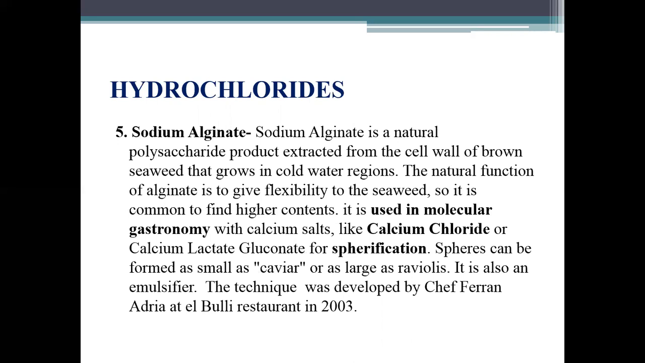Sodium alginate is a natural polysaccharide product extracted from the cell wall of brown seaweed that grows in cold water regions. The natural function of alginate is to give flexibility to the seaweed, so it's common to find it in high content.